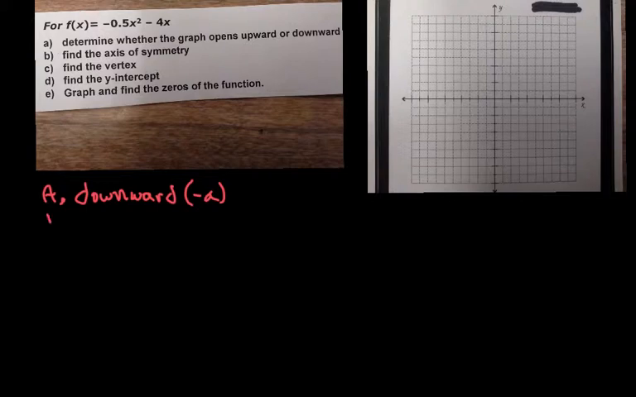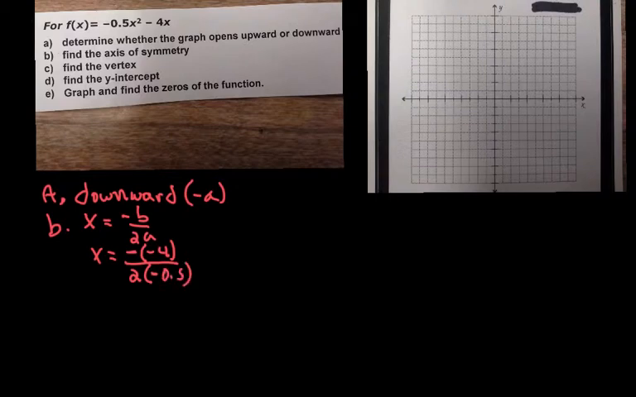Since this is standard form, we need to do the little formula I showed you guys on the previous slide. So -b over 2a. So x equals negative. Now we have to be careful on this one because you notice b is negative as well. So when b is negative, we need to use a parentheses, -4. On the bottom is 2 times a, which is -0.5.